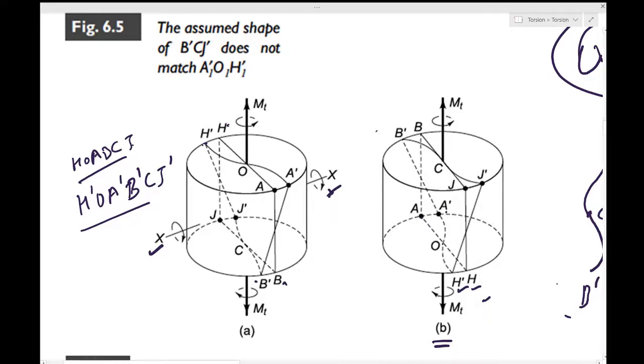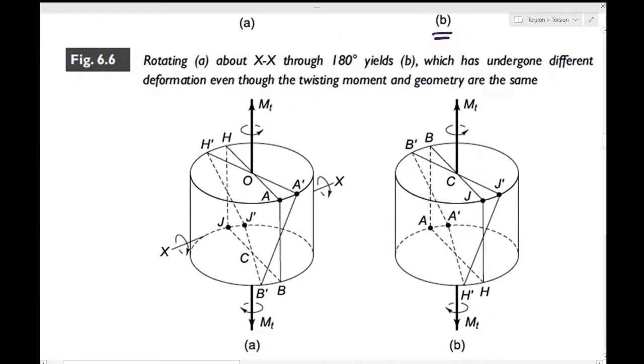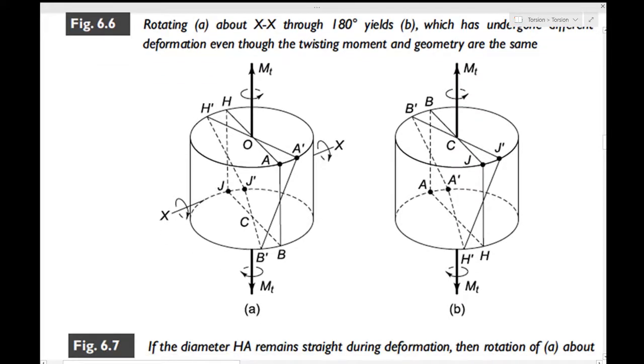So the only possibility left out is this. So this is what we are forced to. After these arguments, please go through this struggle, this thought process which I am going through, and you have to read it again and again to actually be convinced by this. This gives you a better view of the world as such, I think, to be able to think about things in different ways. Okay, so straight diameters are carried onto straight diameters by the twisting deformation.